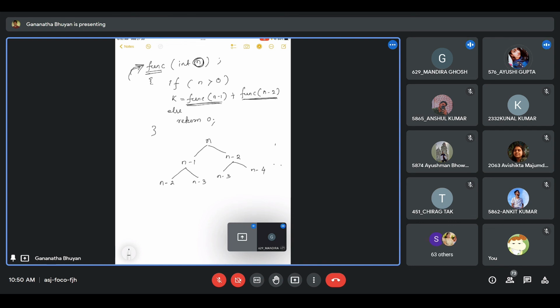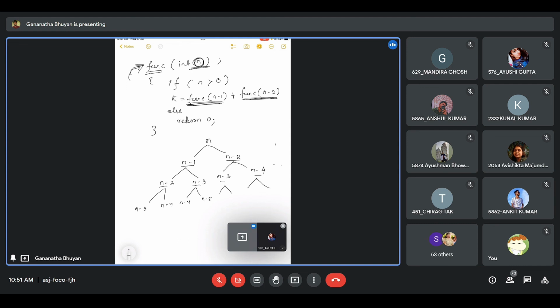Yes or no? Yes, sir. So for each value of n, we are calling the function twice, for n minus 1 and for n minus 2. So the same thing I am doing here. Now for n minus 2 again it will be n minus 3 and n minus 4. For n minus 3 it will be n minus 4 and n minus 5 and so on.